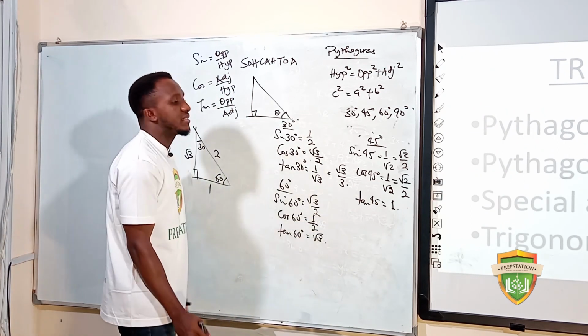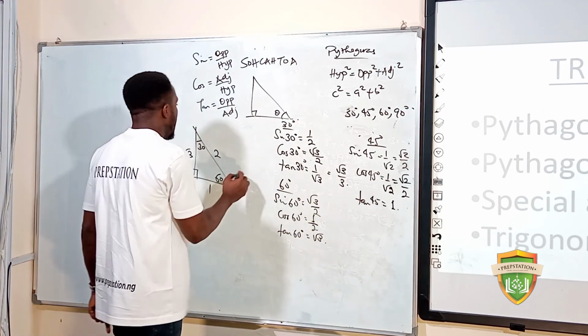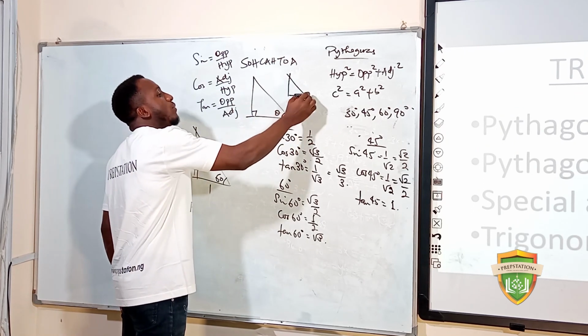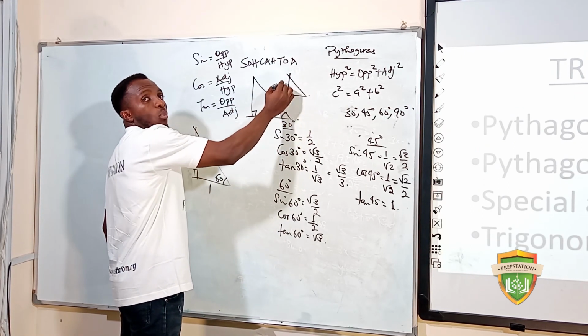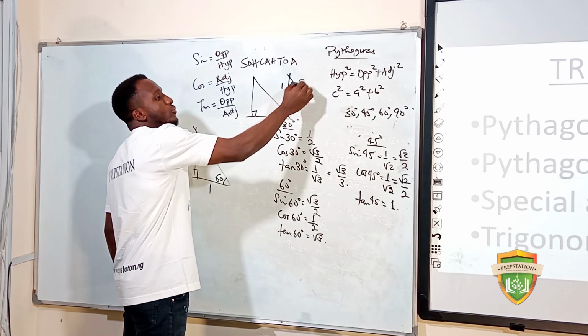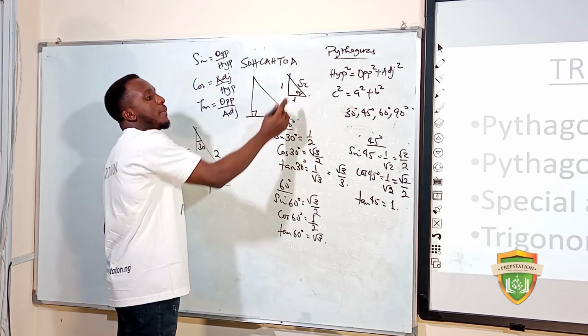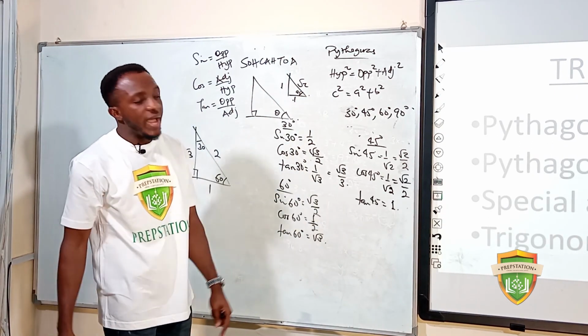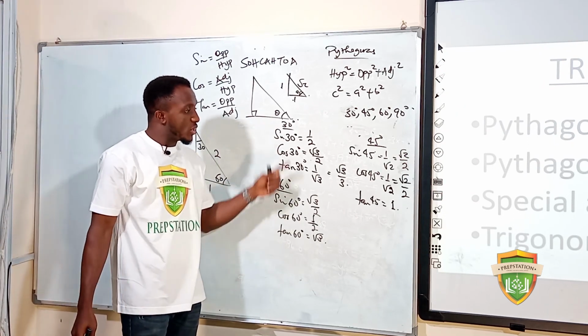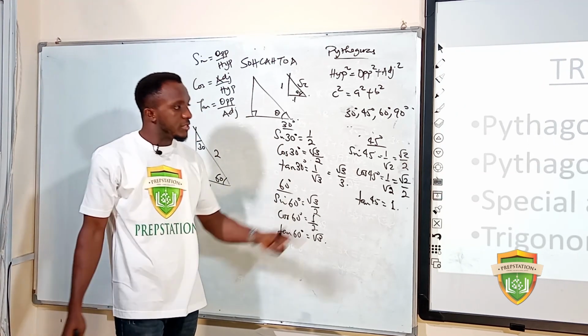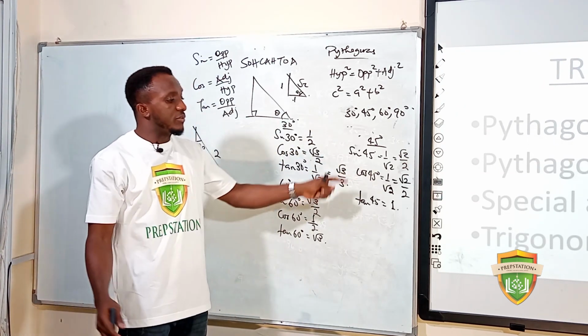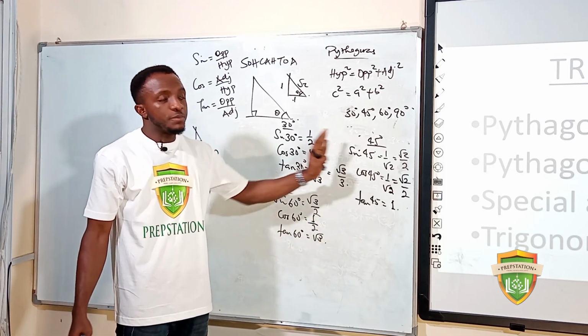How did we get that? Tan 45 equals 1. I got that from one triangle, 1, 1, root 2. If this is 45, opposite over adjacent is 1. So we have 30 degrees, 60 degrees, and 45 degrees as the special angles.